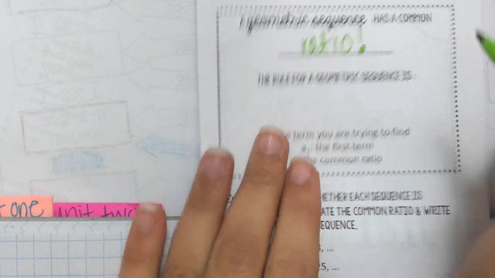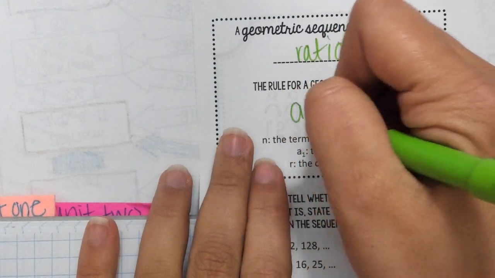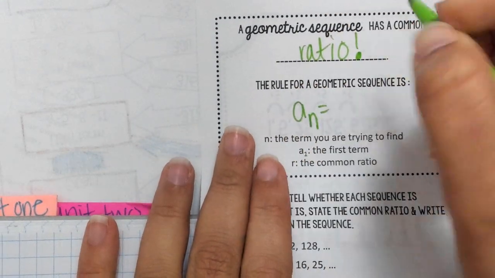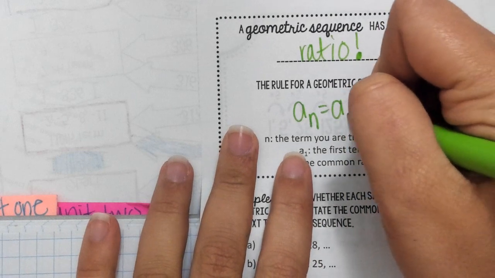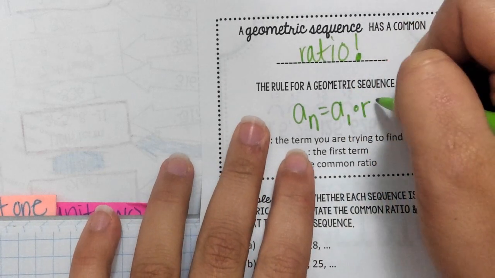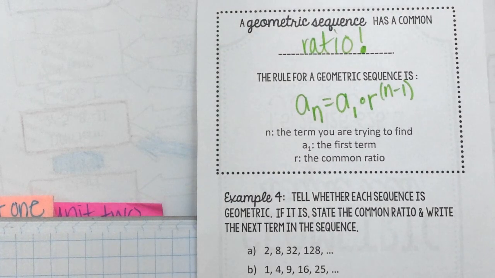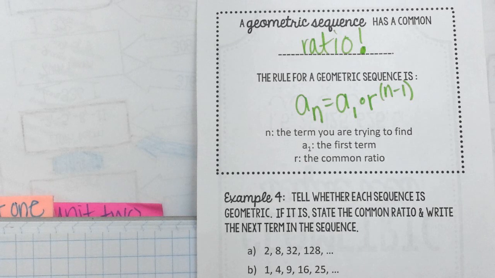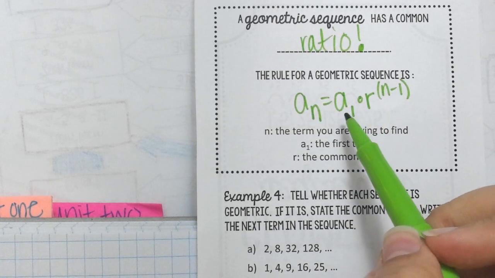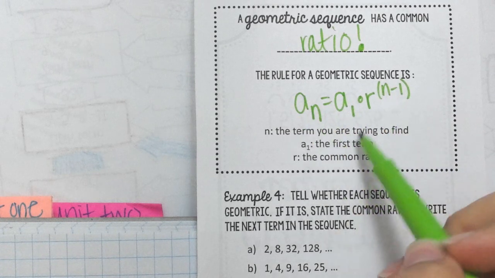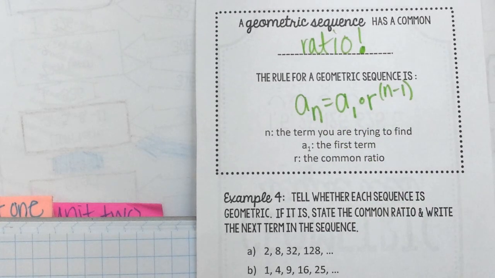Alright, so it also has a form. a sub n equals a sub 1 times r to the n minus 1. So this time we're going to be using exponents. It's super easy. a sub 1 is the first term in your sequence. n stands for the term that you're looking for. And r is your common ratio, so that's how much it increases or decreases by. It's what you multiply or divide by.